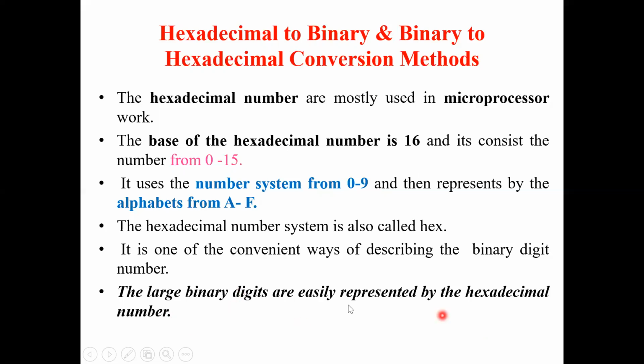Why we usually go for hexadecimal numbers is that binary numbers are in the form of ones and zeros. A big stream of ones and zeros occupies more space. Those large numbers we can easily represent by a hexadecimal number. If I represent those long streams of ones and zeros in terms of hex, the number of digits will not be lengthy compared to binary. That's why microprocessors prefer hexadecimal notation.